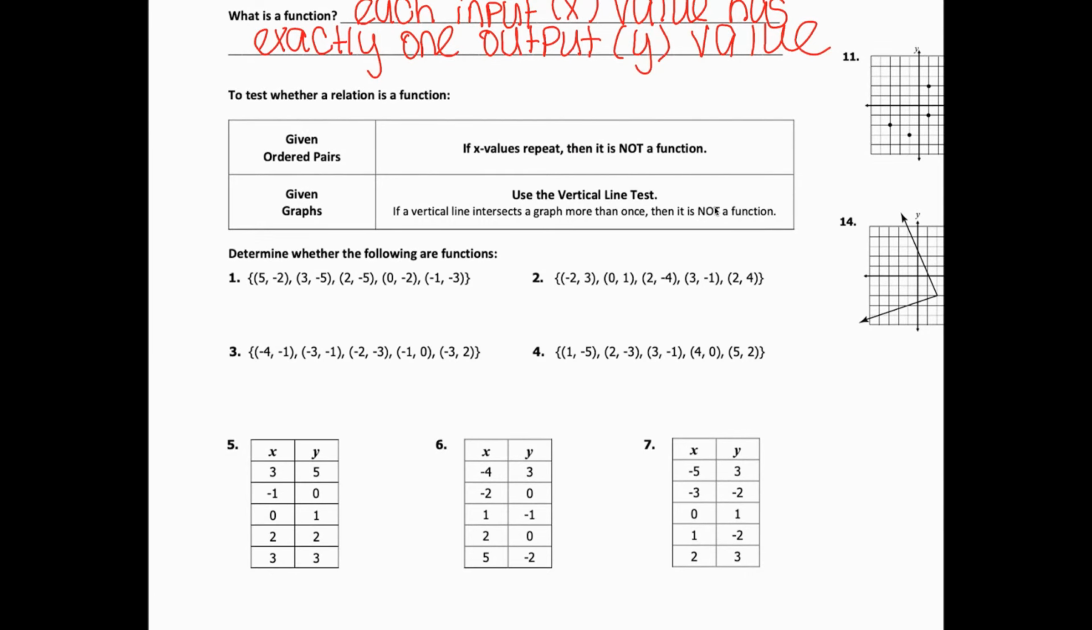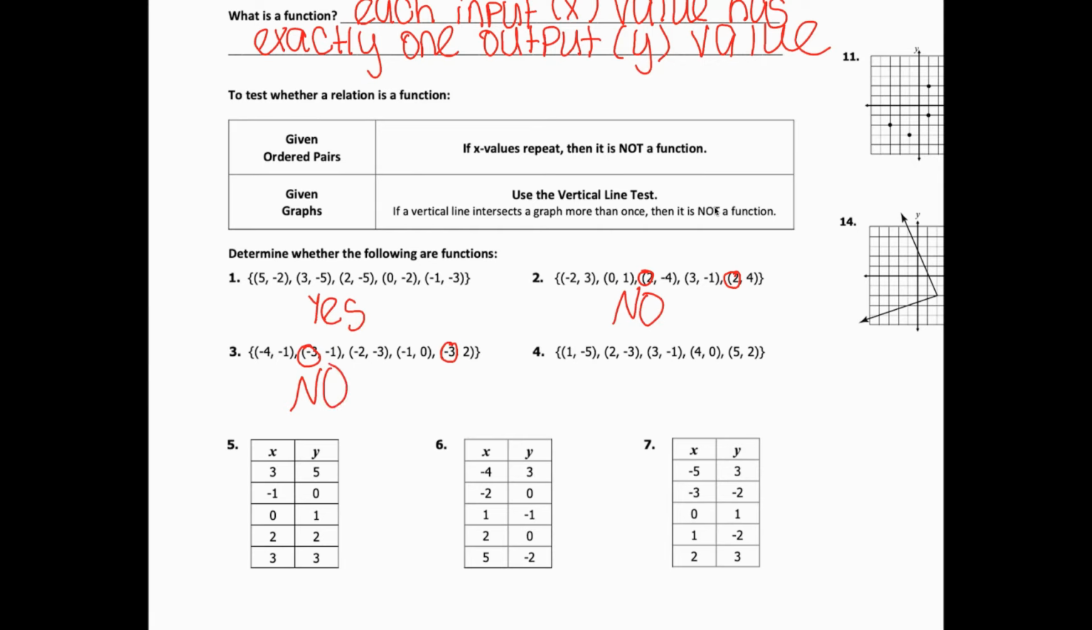So here's some examples. Determine whether the following are functions. So I'm looking, is there any x values that repeat? 5, 3, 2, 0, -1, those are all different, so that's good. That is a function. If I look at this second example, -2, 0, 2, 3, 2. So the 2's repeat, so that's a no. This third example, -4, -3, -2, -1, -3. So those repeat, so that's a no.